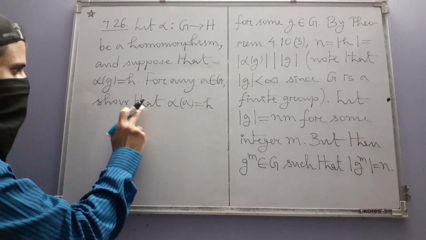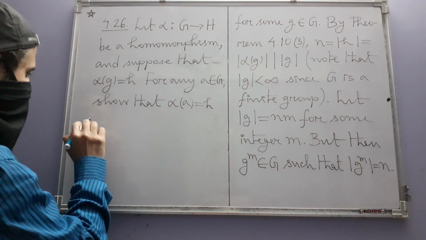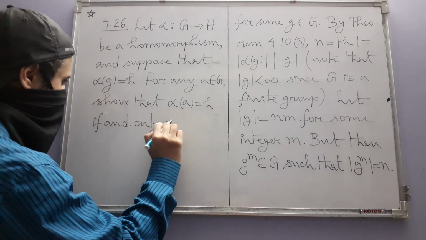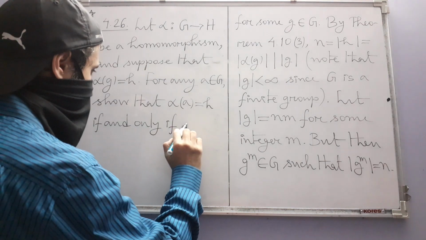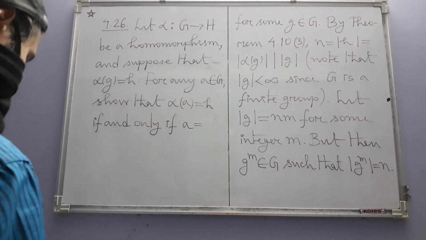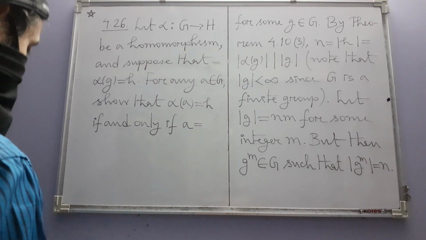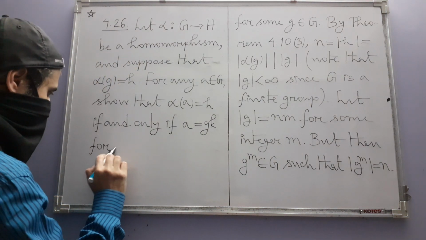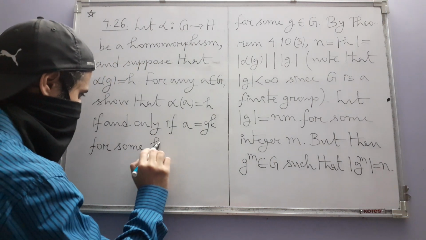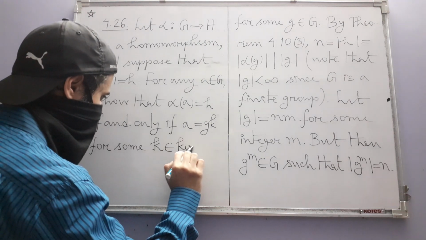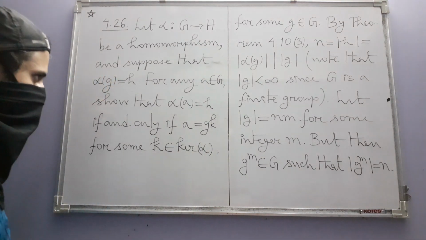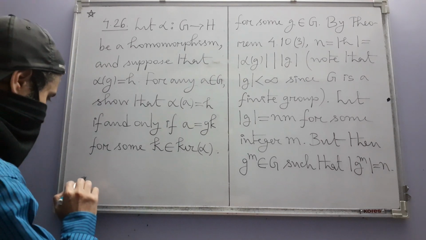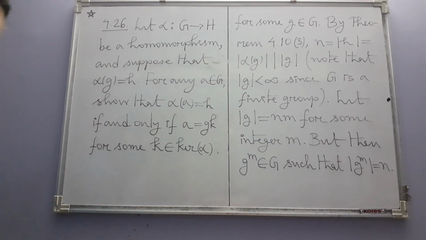Just like alpha of g is h, alpha of a is also equal to h if and only if a is equal to gk for some k belonging to the kernel of alpha. This one is very straightforward, so let's see the solution. Let's do that there.